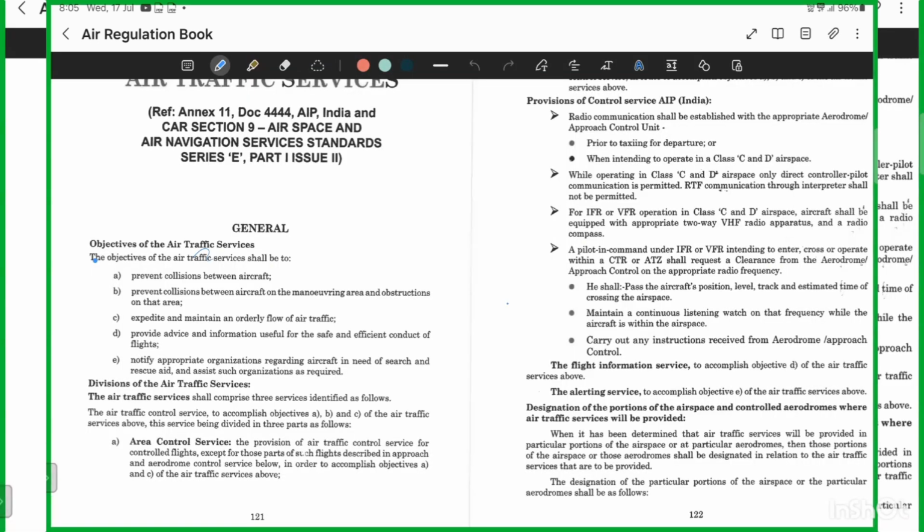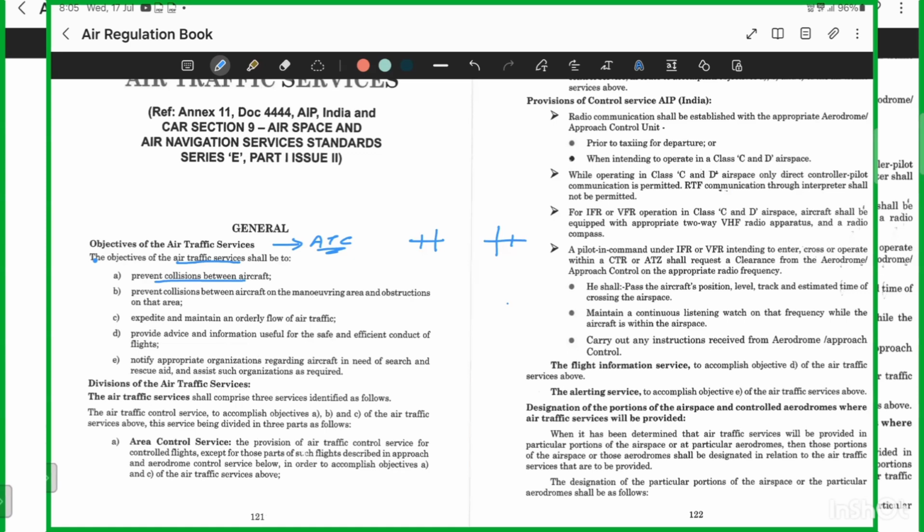So the objectives of air traffic services. Air traffic services means who provides? Air traffic controller. Now, what is the job of this air traffic controller? First is to prevent collisions between aircraft. They don't want two aircraft to collide. Every day, if you hear two aircraft are colliding, then will you fly? No. Passengers won't come, right? And one aircraft costs 300, 500, 600 crores rupees. Not cheap, expensive, right?